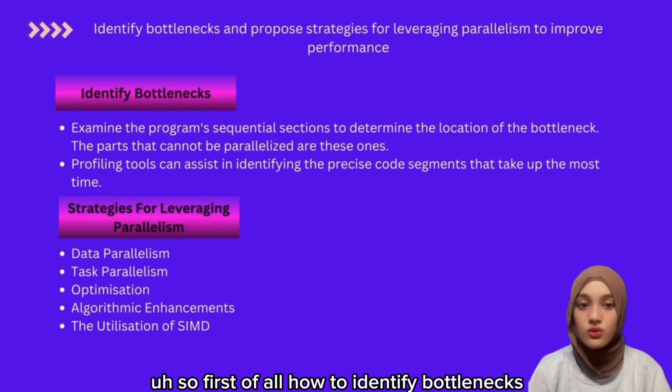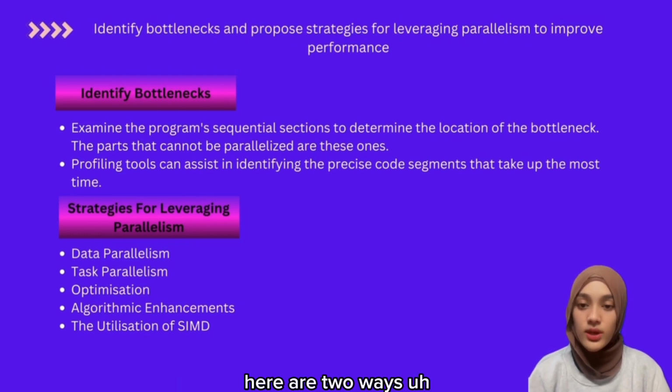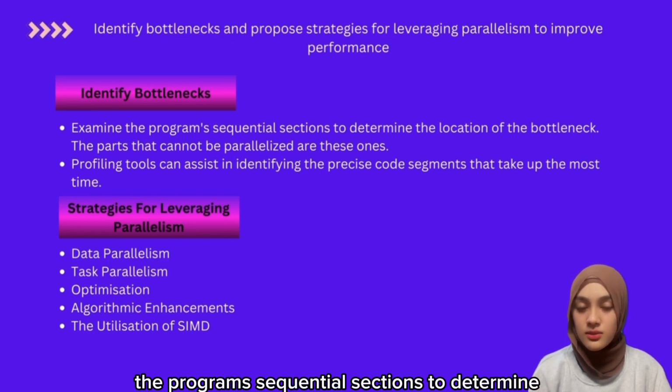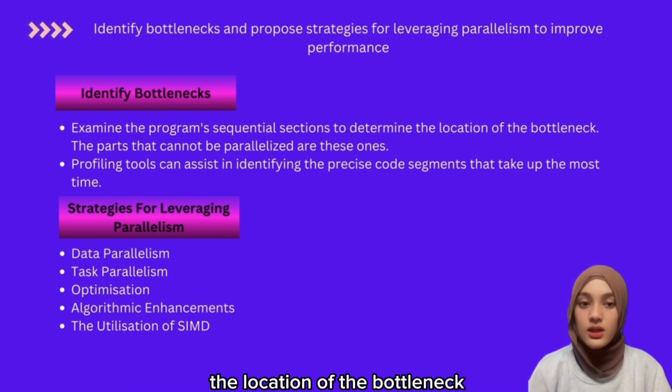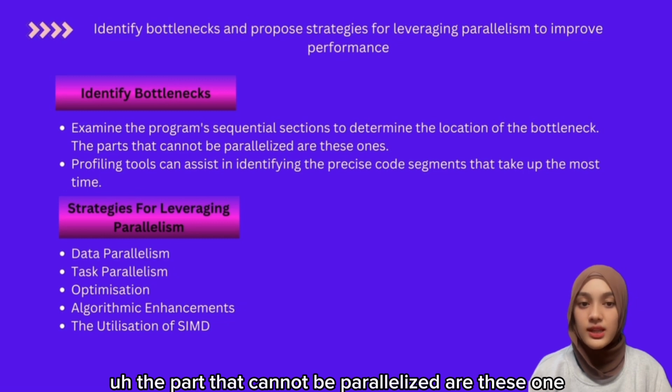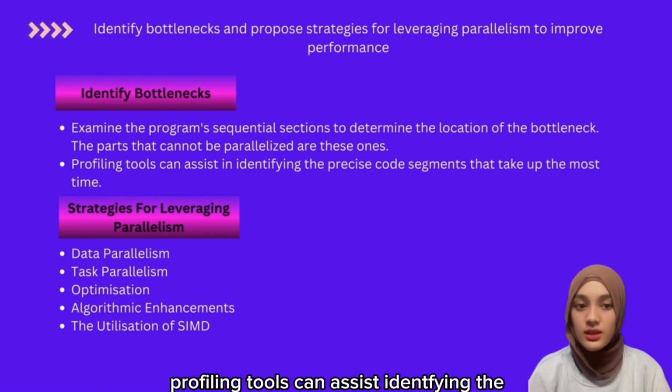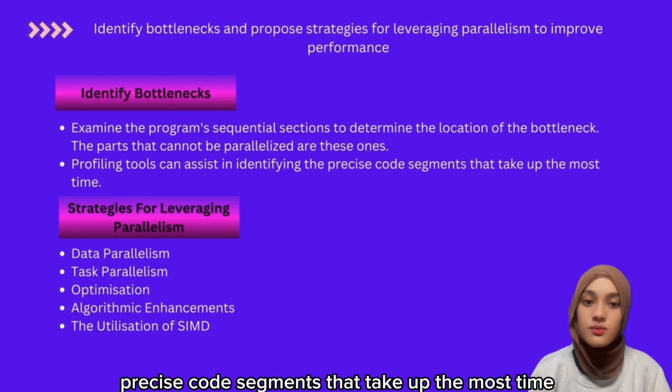First of all, how do we identify bottlenecks? Here are 2 ways to identify bottlenecks. First, examine the program's sequential section to determine the location of the bottleneck. The part that cannot be parallelized is this one. And the last one, profiling tools can assist in identifying the precise code segments that take up the most time.